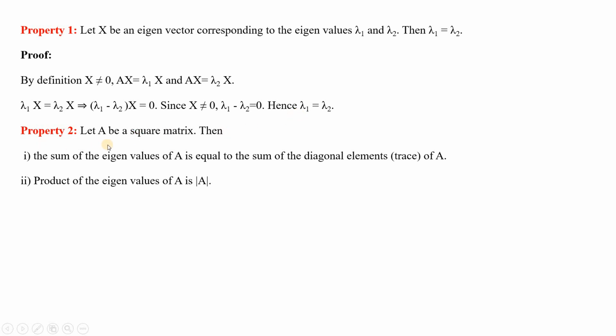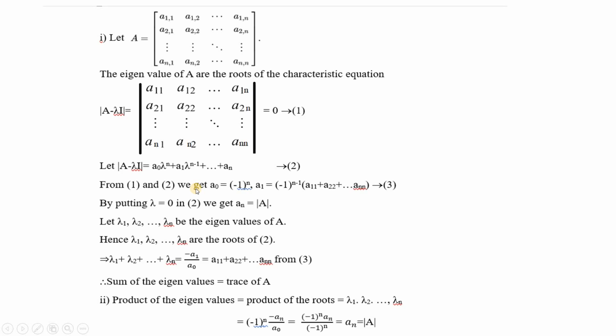In the second property, we will take a square matrix, and the sum of the eigenvalues equals the sum of the diagonal elements, which is nothing but the trace of A, and the product of the eigenvalues of capital A is determinant A. So first we are taking a square matrix, n by n matrix, capital A. So the eigenvalues are the roots of the characteristic equation. So from 1 and 2 we will write like this.